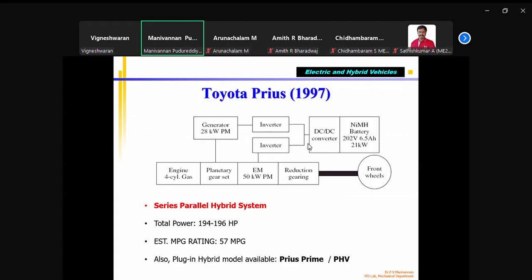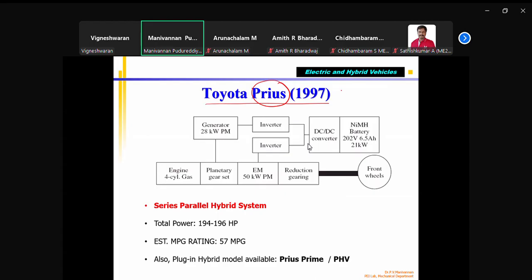Now that we have talked about the different types over the last 2-3 classes, series, parallel, power split and all, for the plug-in hybrid we will see a practical example. Many companies have come now. I am just going to show 2 or 3. The first one is the Toyota Prius. I told you Prius means first. They brought the first commercial hybrid vehicle, no other company in the world. So that's why they gave the name.